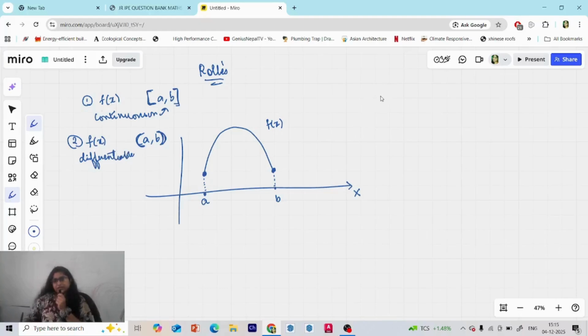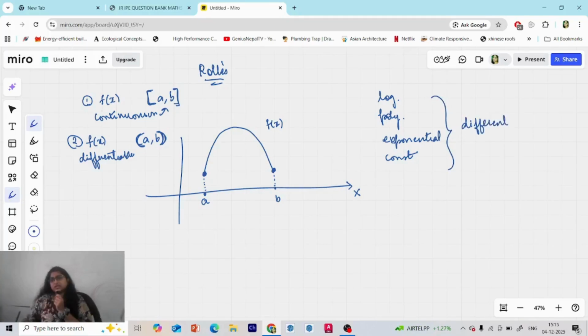What kind of functions are differentiable? Logarithmic functions are differentiable, polynomial functions are differentiable, and exponential functions are differentiable. Then constant functions are differentiable. Okay, so all these come under differentiable functions. So if you see any function which looks like this, yes, it is differentiable. Alright, so f of x should be differentiable in the open interval A to B.